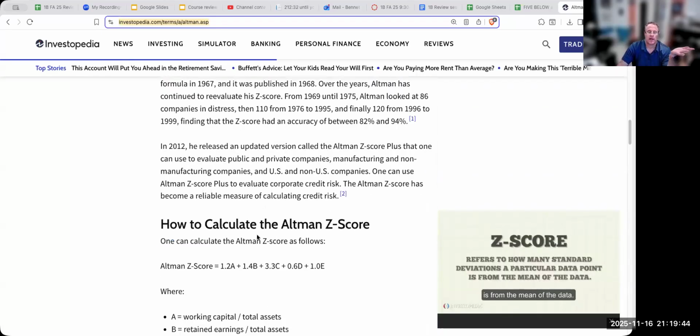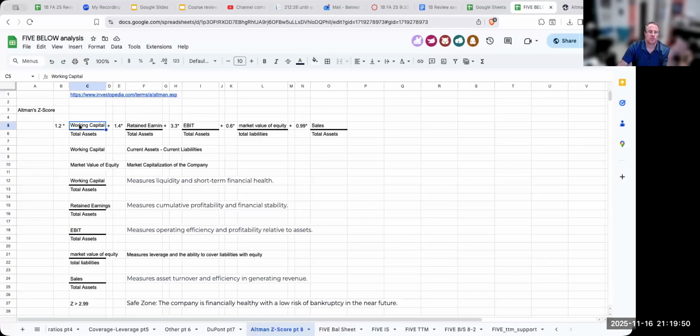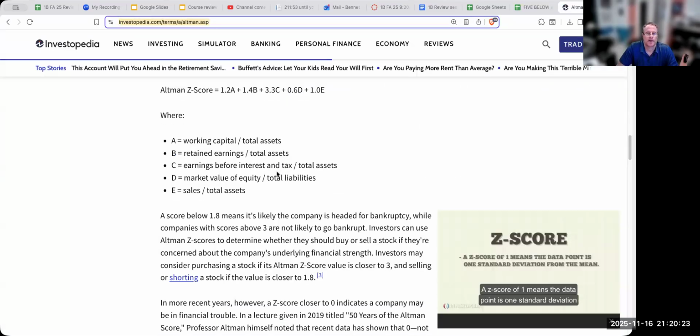Let's take a look at the formula. The first part is working capital divided by total assets times 1.2, plus 1.4 times retained earnings divided by total assets. Then we've got EBIT divided by total assets times 3.3, and 0.6 times the market value of the equity divided by total liabilities. Then we've got 0.99 times sales divided by total assets. I would probably say this is average total assets.